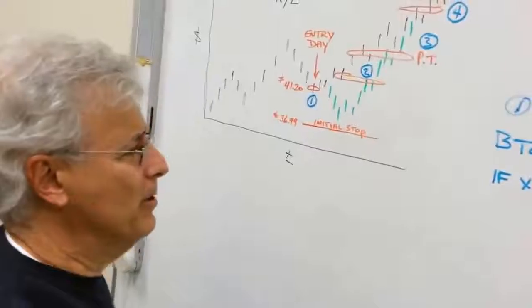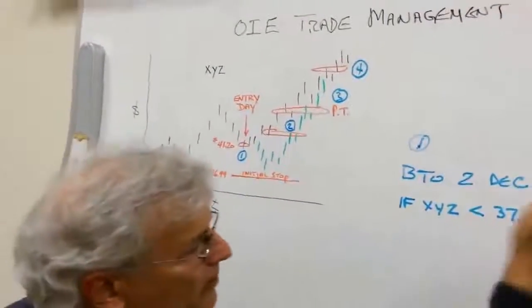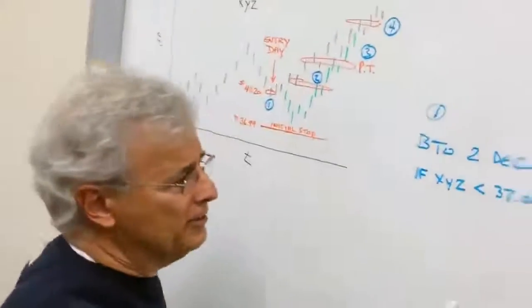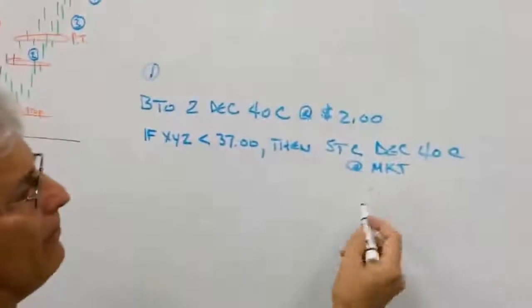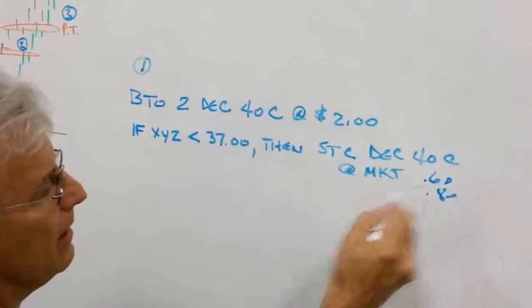The premise of the trade's over with. So even a losing trade like that, we would lose less than the maximum of $2 because this call option would still have a value, let's say 60 cents or 80 cents.